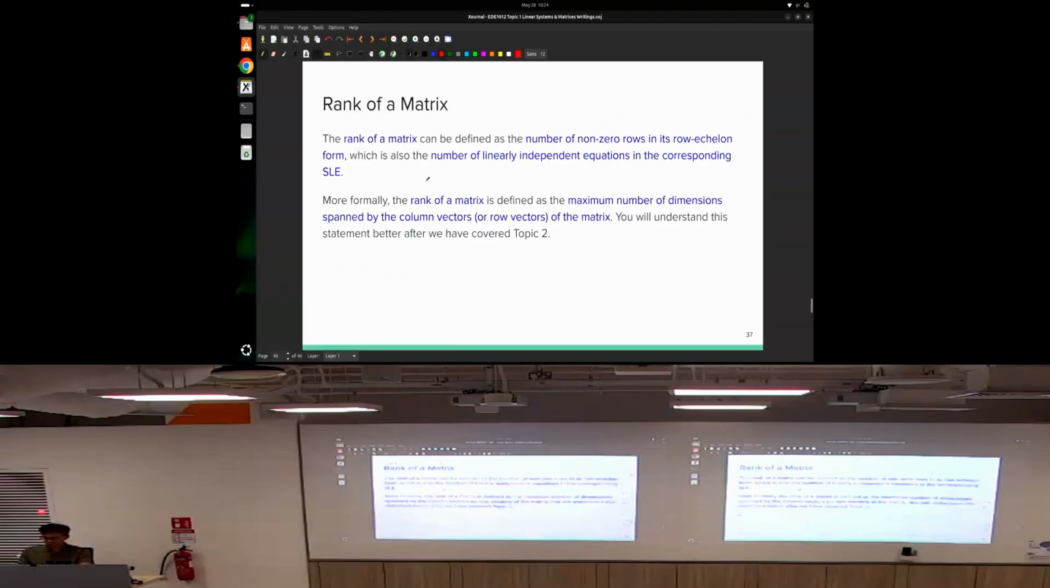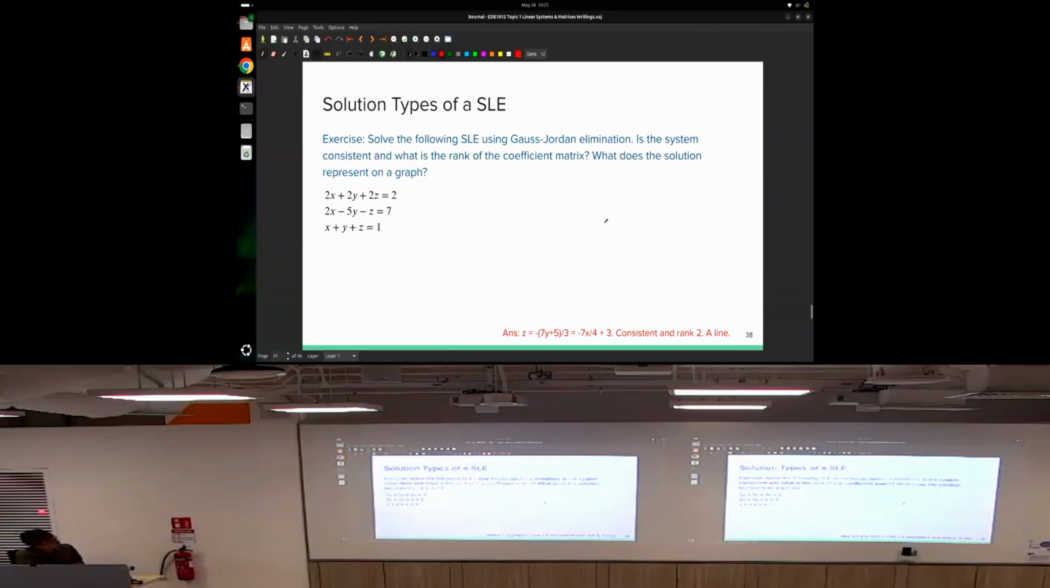Okay? So that's the meaning of rank. And then the formal definition here involving the column vectors and whatnot, this one I'll explain again after we have covered topic 2. Okay? So, an exercise here, and this is straightforward. You are supposed to solve, and in this case, we are moving ahead to solve for a non-unique solution. Okay, so let's see how we do it.